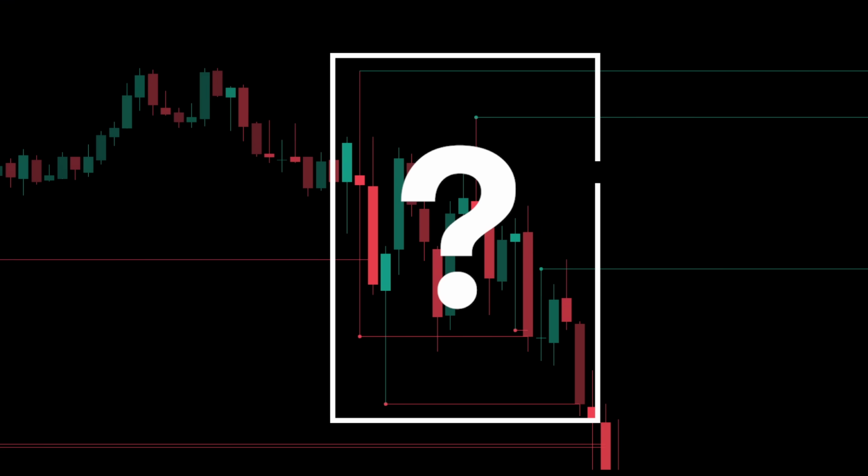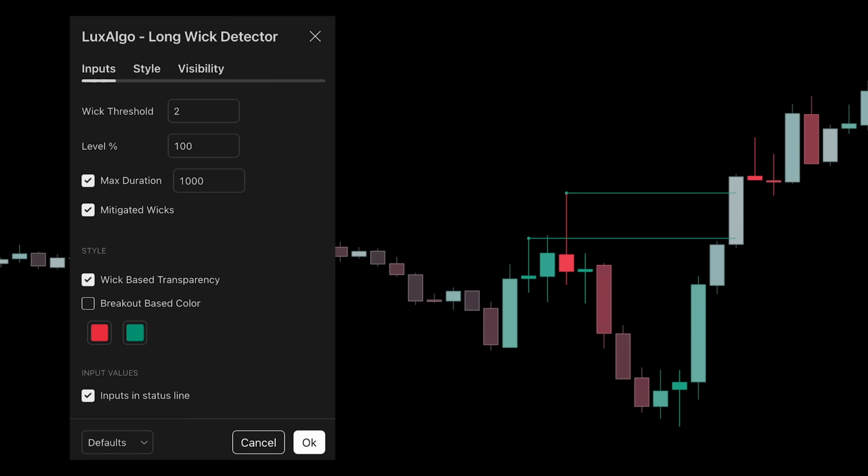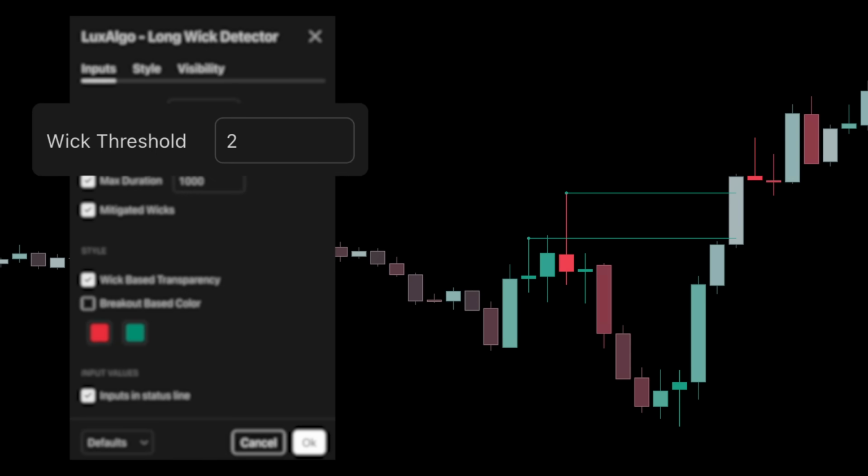But how does the indicator decide what counts as a large wick? That's where the settings come in. If we go into the settings, the first option is the wick threshold, and this controls the sensitivity of the detection. Lower values detect more wicks, while higher values filter out all but the most significant moves.